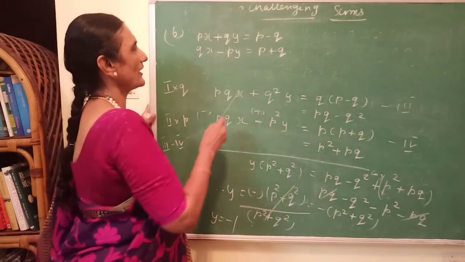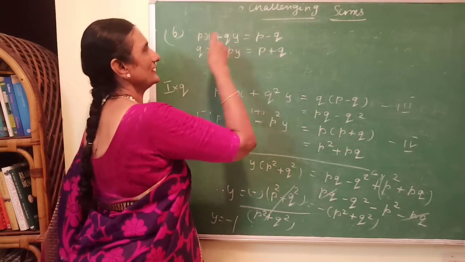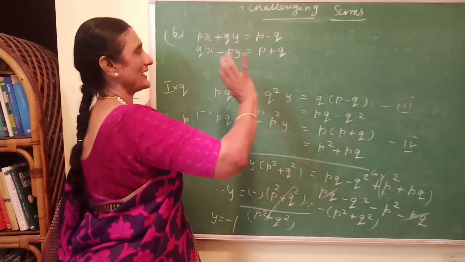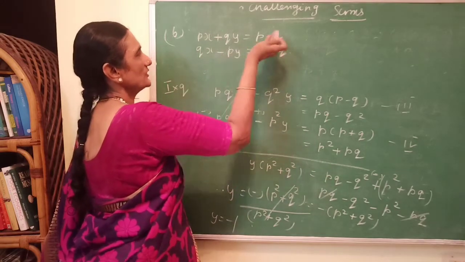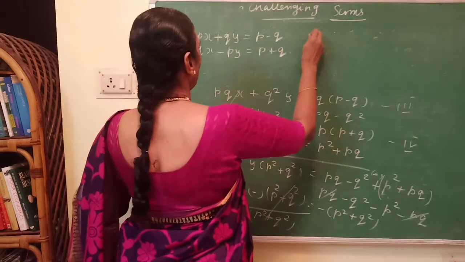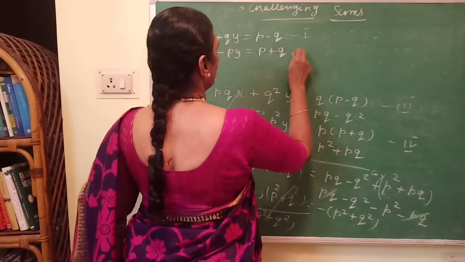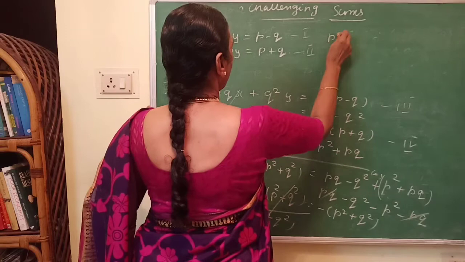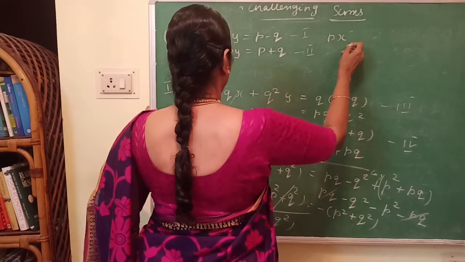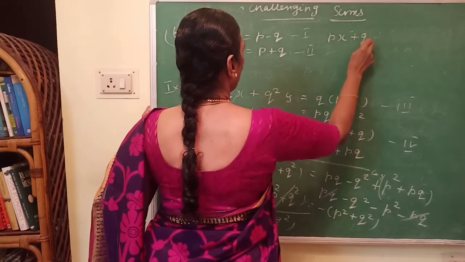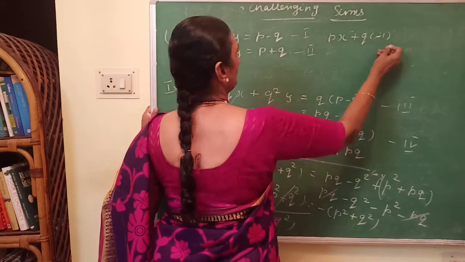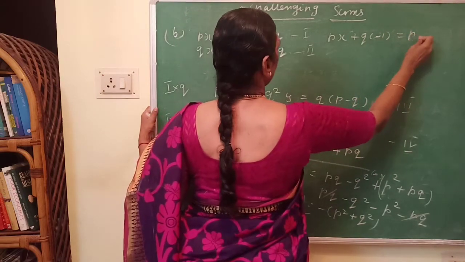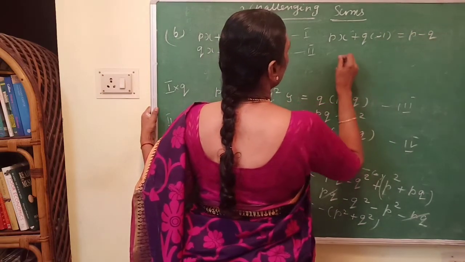If I substitute, what will happen? I will substitute in the first equation, or that is my choice. Okay, I will substitute in the first equation. You will get, this is 1 and this is 2 obviously. Therefore, px plus q into minus 1 is equal to p minus q.